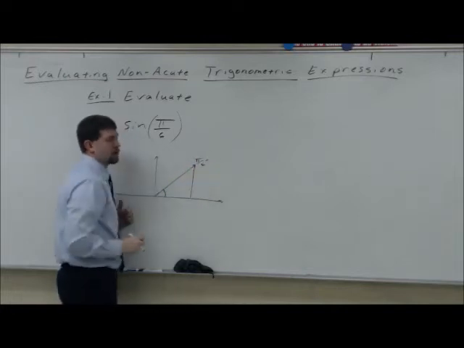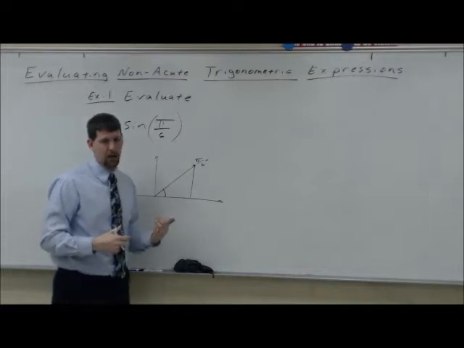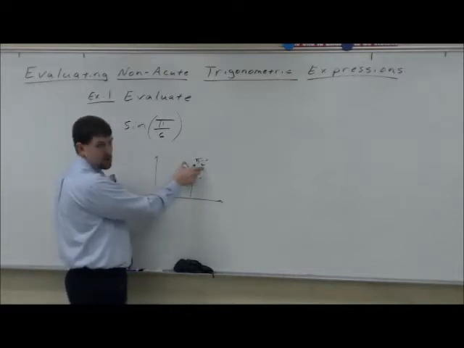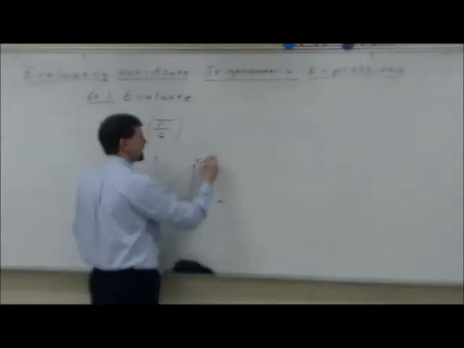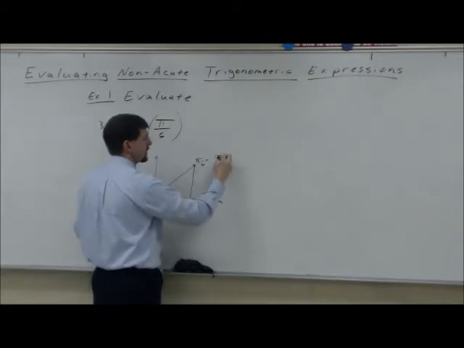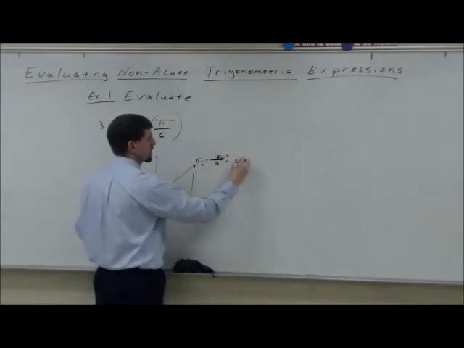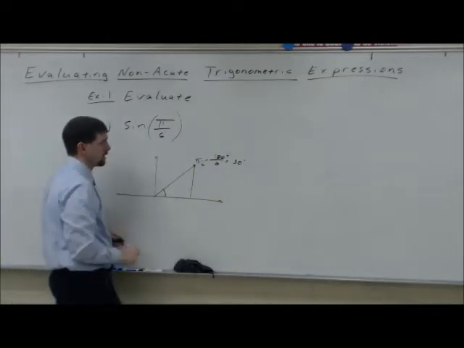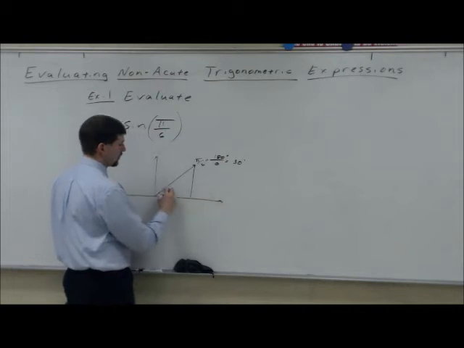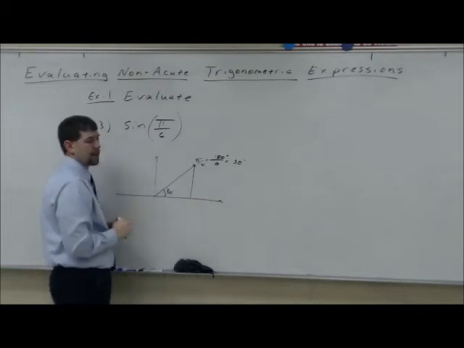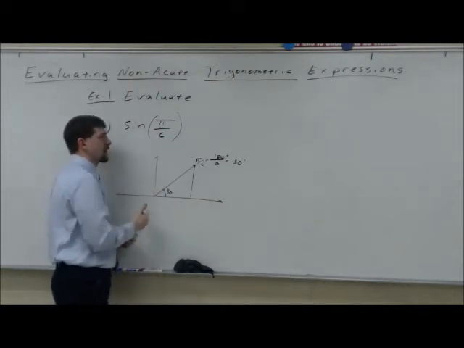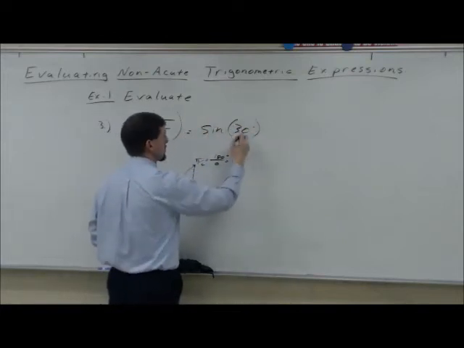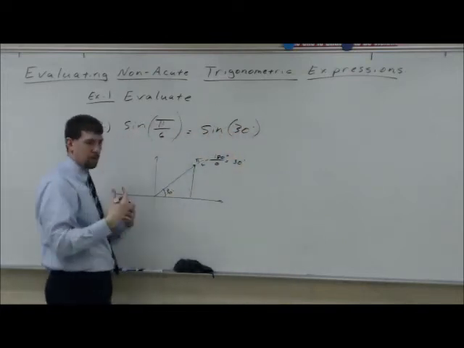Well, we're used to working with 30, 60, 90 triangles and 45, 45, 90 triangles. So pi over 6, if you remember from yesterday, is 180 degrees over 6, which is 30 degrees. Remember, pi is the same thing as 180 degrees. So it's going to be a 30-degree angle. So seeing sine of pi over 6, they're really asking you to find sine of 30 degrees. Just translate it back into what we're comfortable with and what we know.